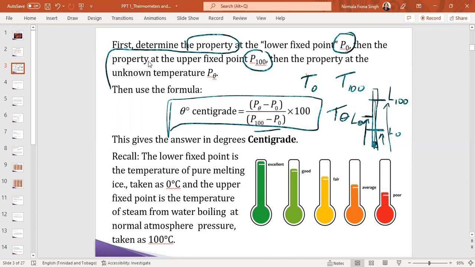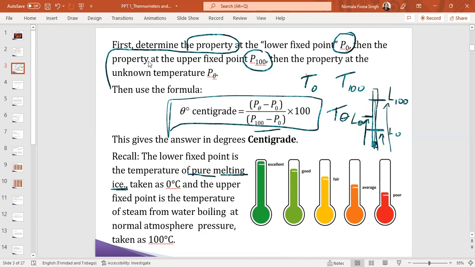The lower fixed point is the temperature of pure melting ice. Note, we never said ice alone. You have to take into consideration, especially those of you doing chemistry, the importance of proper terminology and proper conditions. So we have pure, meaning no dissolved gases, no chlorine, no dissolved salts in it. It has to be pure H2O, and it must be melting ice.